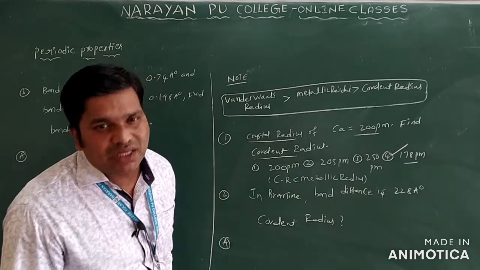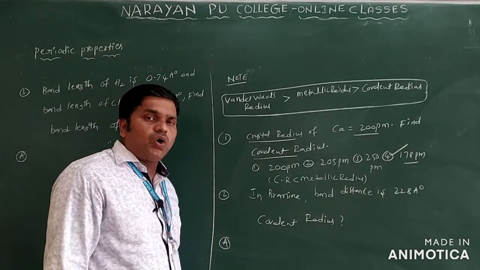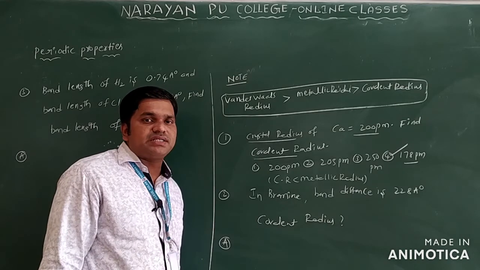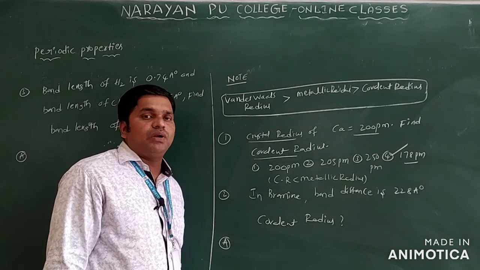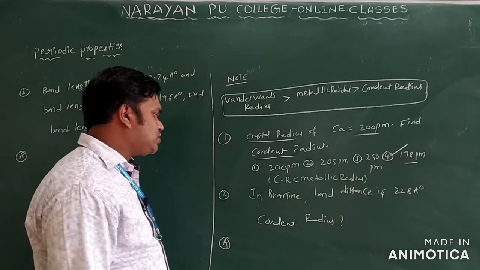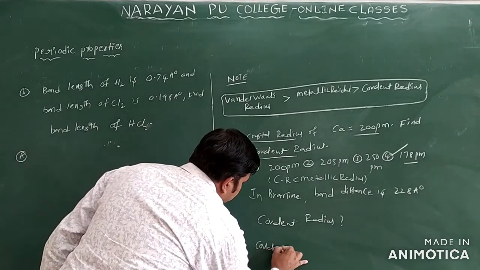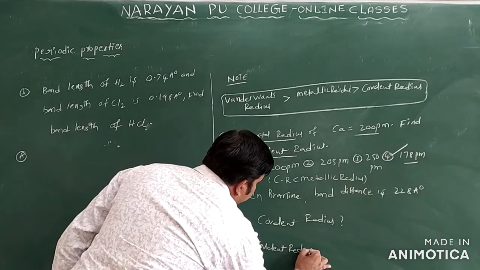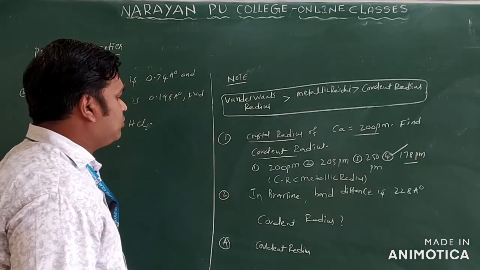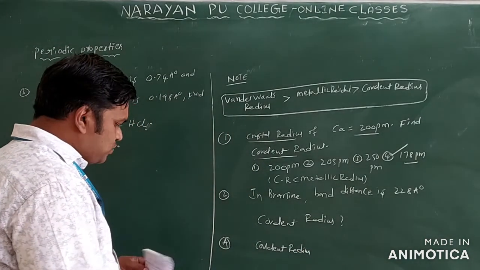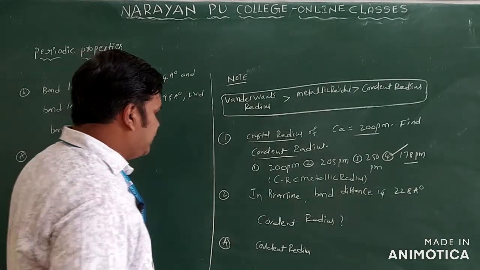What is the covalent radius? Covalent radius is half of the internuclear distance between the two atoms in a covalent bond. So they ask me here for the covalent radius, and we have to take half of the internuclear distance only.